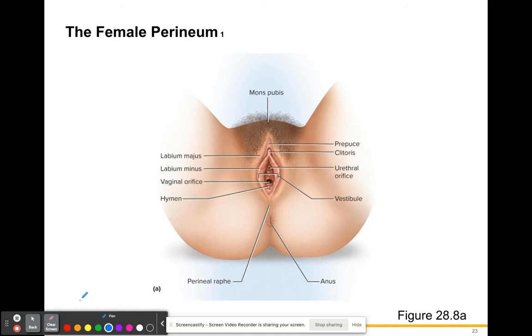Okay, again, here is the perineum, that diamond area there. We can see the mons pubis here, that area where the pubic hair would grow. We can see the prepuce, the hood for the clitoris. Here is the clitoris, which would become in a male the glans penis. We have our labia majora on the outside, labia minora on the inside. We have our vaginal orifice. The hymen is here at the base, closest to the anus, and we have the vestibule, which is the opening here.